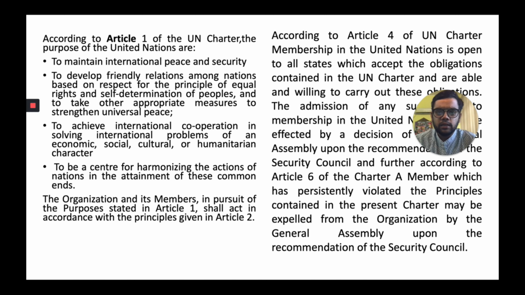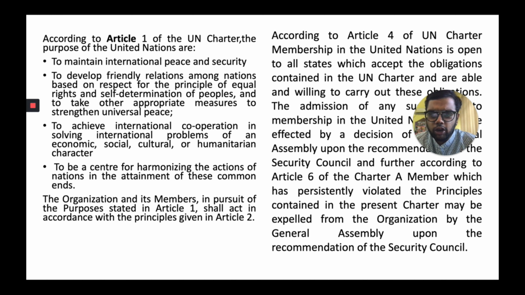Now, as we know, the United Nations has 6 principal organs. That is, firstly, the General Assembly, the International Court of Justice, the Trusteeship Council, the United Nations Security Council, the United Nations Economic and Social Council, and the United Nations Secretariat. We'll be discussing all the organs in today's video. The most important document is the United Nations Charter, and it is through this UN Charter that all these organs are regulated.